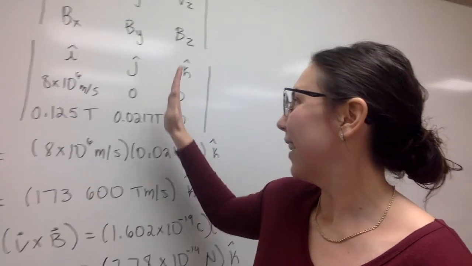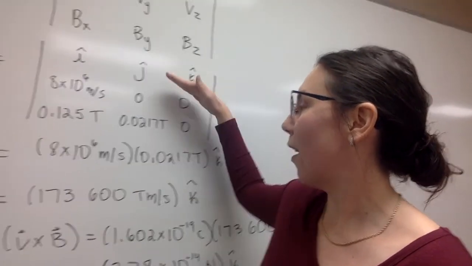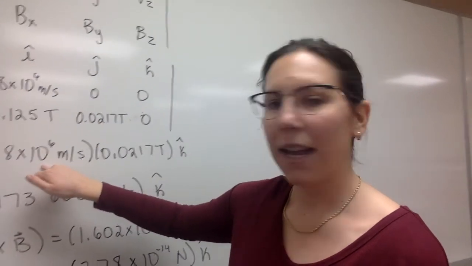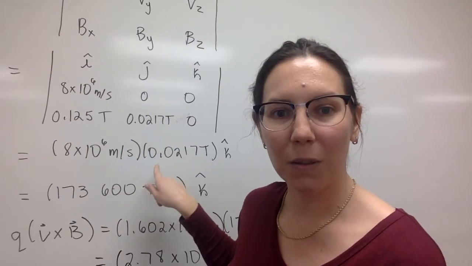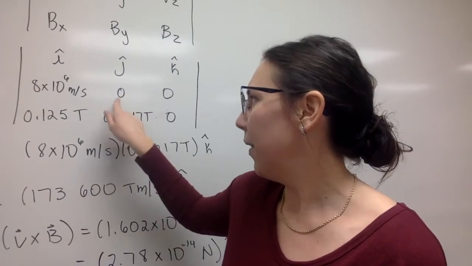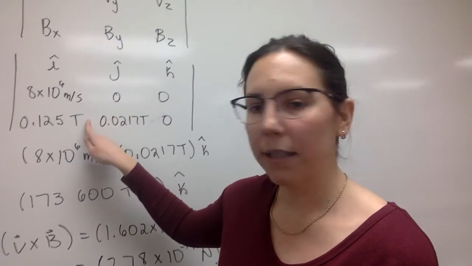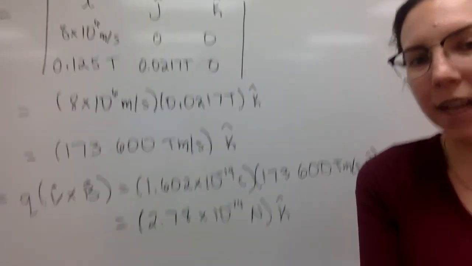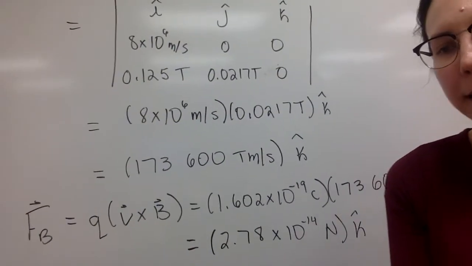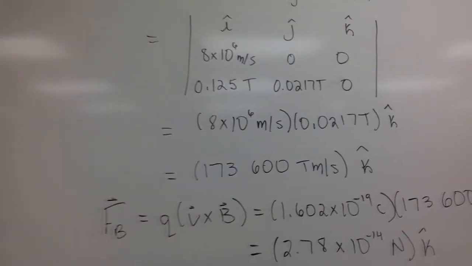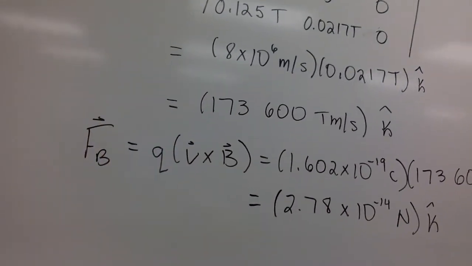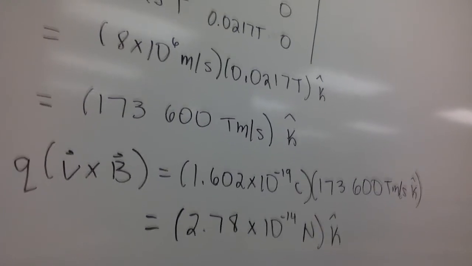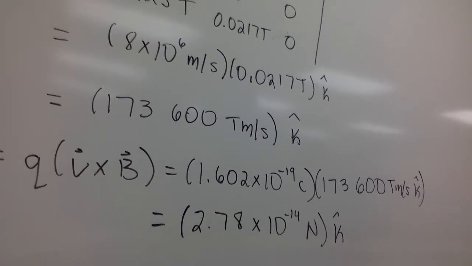And then k, covering this last column, it's the only one that's non-zero. So we multiply down across, 8 times 10 to the 6 times 0.0217. And this way we get a 0. So we would subtract this product, but it's 0. Okay, so that gives me v cross b, and then in the last step we just multiply it by q. So I have that times q there, and then giving me a final result of 2.78, so very similar, times 10 to the negative 14 newtons.